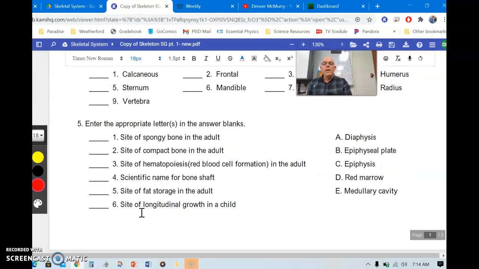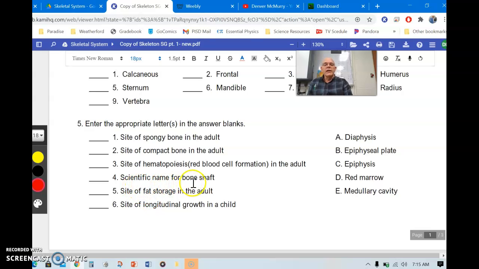All right. Going on, number 1, site of spongy bone in the adult would be at the epiphysis, each side, okay? Now, in children, you may have more spongy bone in other places, but by the time you're an adult, it's only at the ends where the bone marrow is. All right, number 2, site of compact bone in the adult would be the diaphysis, or the shaft there. Okay, so the diaphysis shaft is going to be where you have the compact bone. Number 3, site of hematopoiesis, or red blood cell formation in the adult, would be in the red bone marrow. All right, which would be the red marrow, which is D.